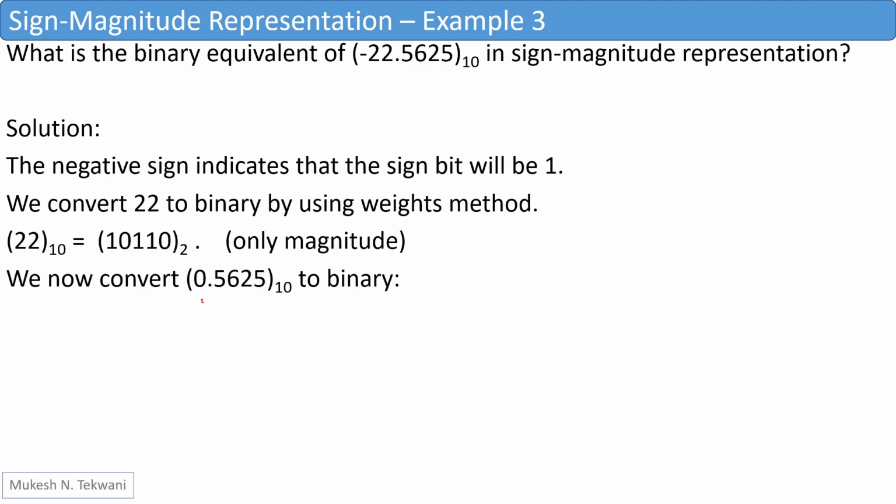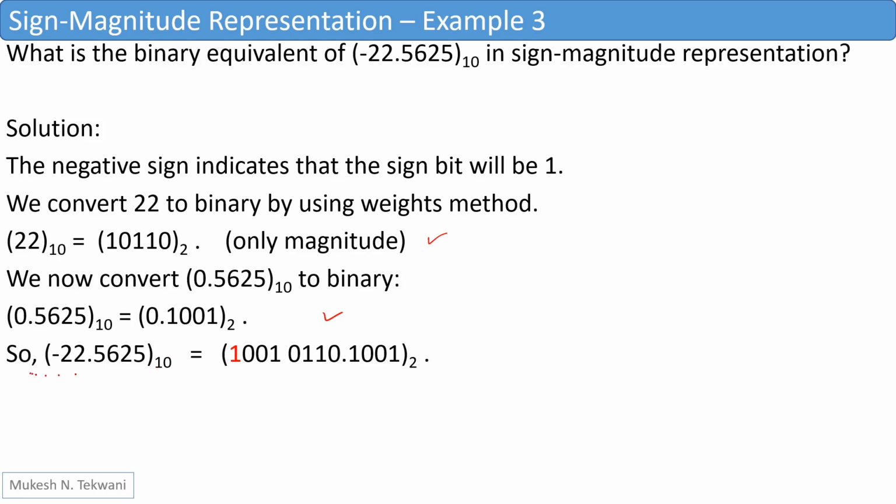Now we will move on to the fractional part, 0.5625. This 0.5625 we've already seen in decimal to binary conversion. This can be converted into 0.1001. So we have the fractional part, and we have the integral part of the given number, and therefore this minus 22.5625 is equal to, for the negative sign we put 1 here. This will indicate that it is a negative number. Thereafter we have 001, 0110. So basically it is just this number.